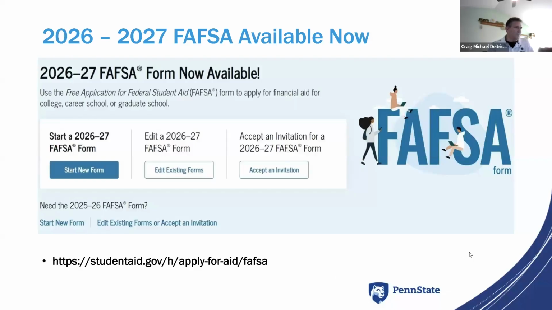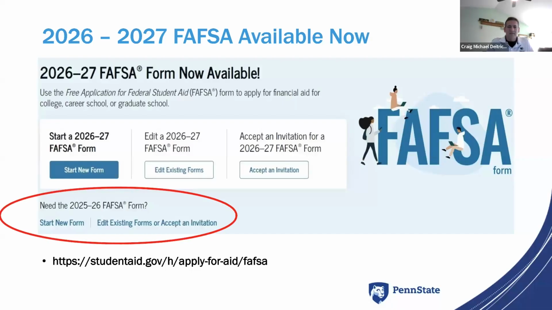You'll also notice here on this page, underneath where it says start a new form, there's also the 2526 FAFSA form eligible. As I mentioned earlier, for any students that might be considering starting in the summer, summer is a trailing semester at Penn State, so it's still part of the 2526 academic year. So if you're starting in the summer and you want to be considered for aid options for summer, you're going to have to complete not one, but two FAFSAs, both 2526 and 2627.